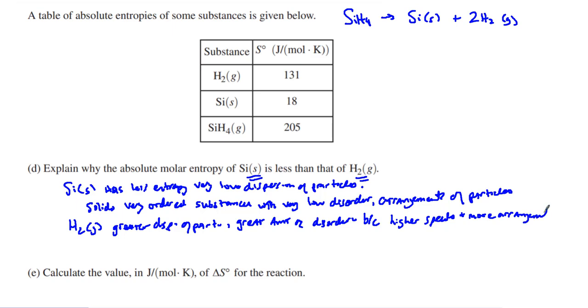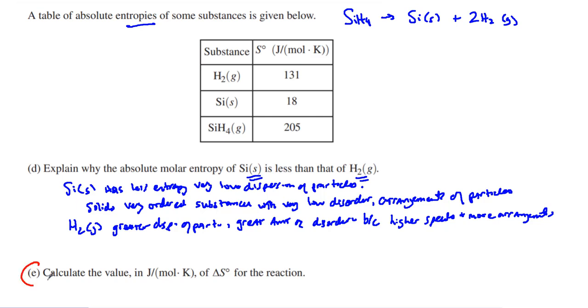The worst thing you can do in this type of problem is just go, Si solid has less disorder, H2 has more disorder. A lot of people just see entropy and go, it is disorder. No, it's more than just disorder. We have to explain for that AP reviewer. We have to explain the number of arrangements of particles, the speeds, the disorder, the order, all of those different things help to give you a fuller answer.